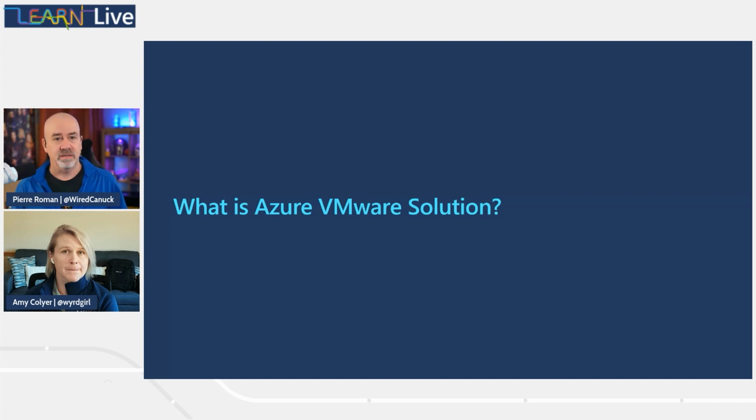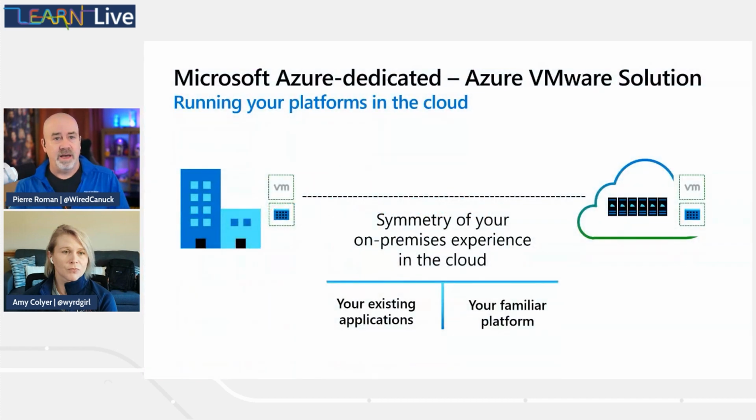So what is Azure VMware Solution? It is basically your environment running in the cloud. It's a VMware installation on bare metal running in an Azure data center that can be connected to your on-prem VMware environment, so that your applications and your workloads can seamlessly transfer from one to the other.